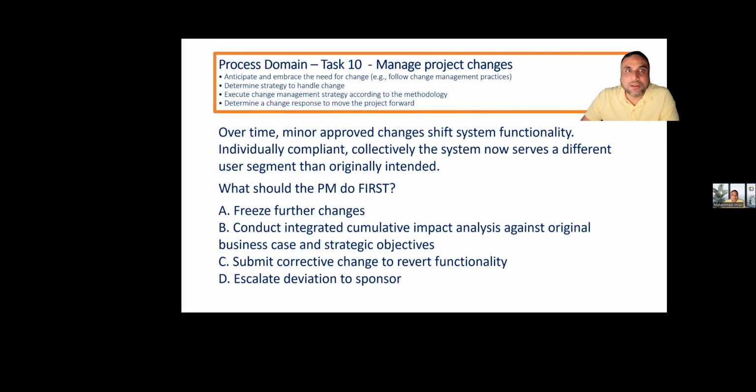Over time, minor approved changes shift system functionality. Individually compliant, collectively the system now serves a different user segment than originally intended. Minor changes are shifting functionality, and it's not anymore as it was expected. What should you do as PM? First, please read this carefully. What should you do as what? If the word is BA, the answer is different. If the word is PO, the answer is different. If the word is PM, the answer is different.